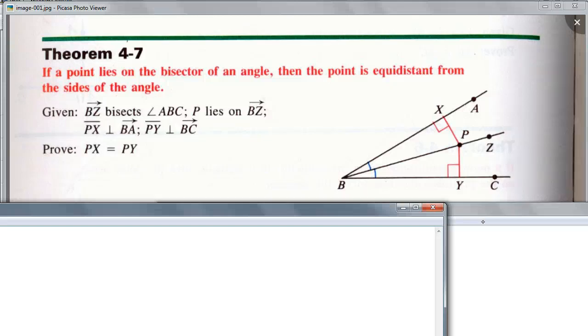But what is this theorem saying? Maybe it's too obvious. If I were to pick up any point on this BZ, what is BZ right now? This segment. It's the bisector of this angle, right? So now I picked a point P. This P represents any point on this bisector. Very good. And what are they saying? This P is then what?